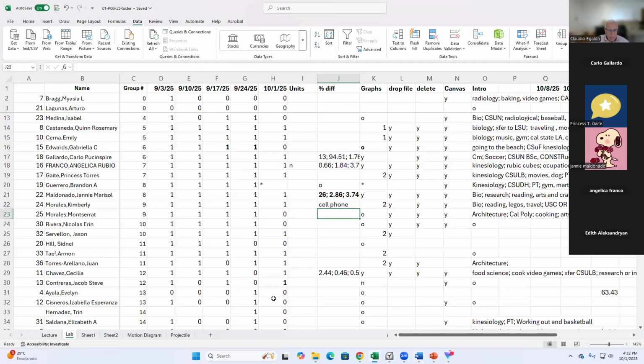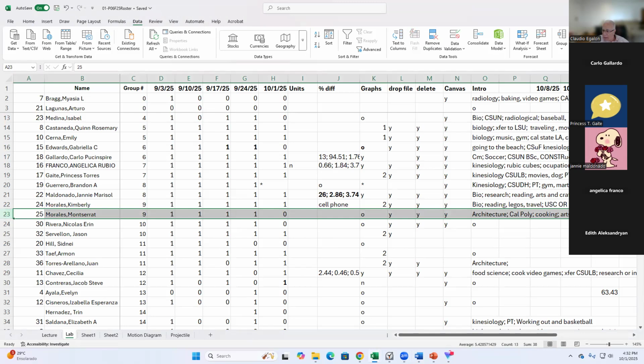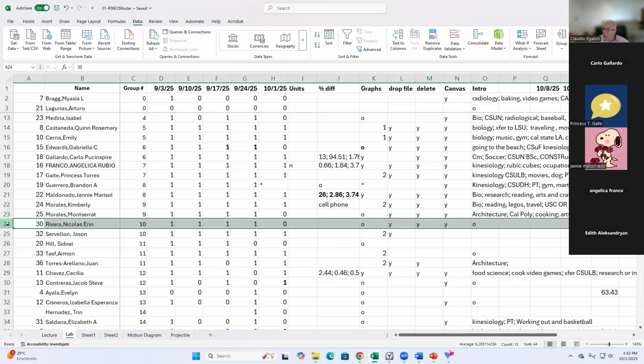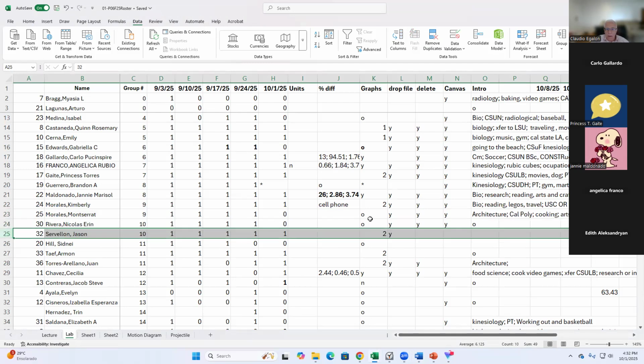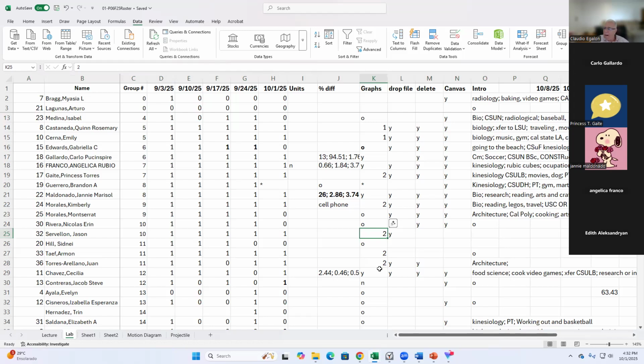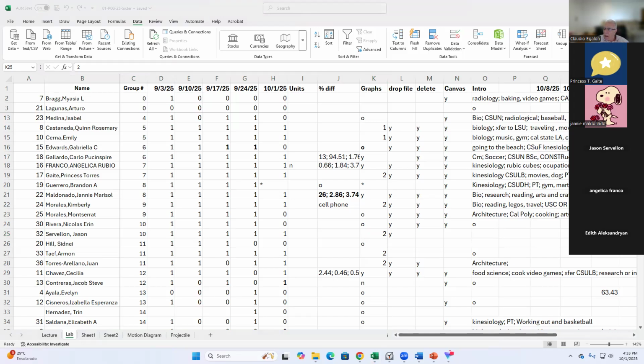Any questions about that? Let's see. Montserrat is not here. Nicholas is not here, right? Jason, did you finish all 3 graphs? I'm still working on it right now. Yeah, you're still working. Do you have any problems that you need help with? Do you need any help with the graph? I think I'm good right now. I'm just referencing past lectures. Okay, so you think you got it, right?